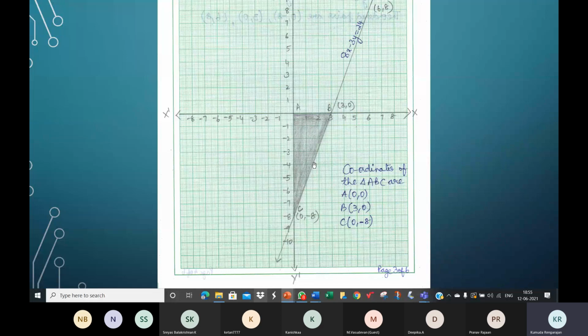You can mark ABC in any order. You can call it PQR, MNO, whatever. The positions of ABC are not important; it's not that A should come here, B here, and C here. But the coordinates of the triangle are (0, 0), (3, 0), and (0, -8).